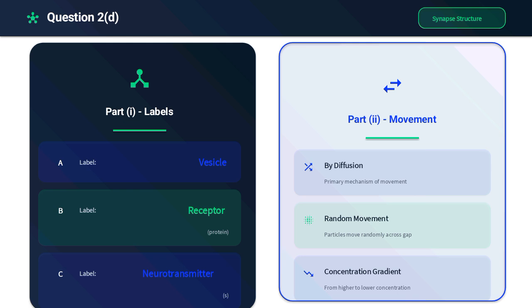For Part 2, we need to explain how the neurotransmitters, which is Part C, move across the synaptic gap. They move by diffusion. This means they move randomly from an area of higher concentration to an area of lower concentration. So after being released from the vesicles, they naturally spread across the gap to reach the receptors on the next neuron. This is a passive process that doesn't require energy.